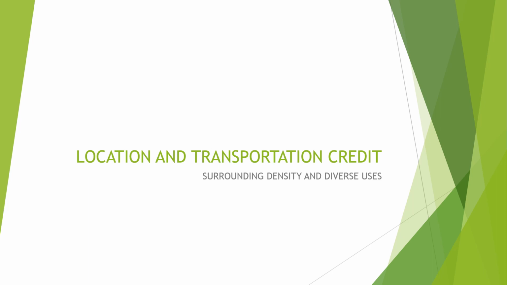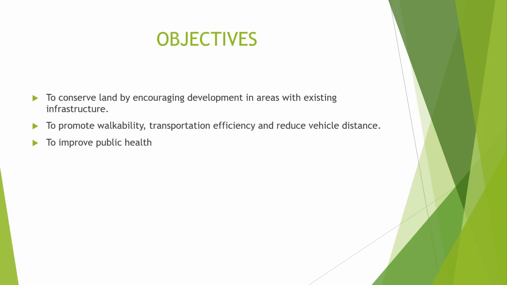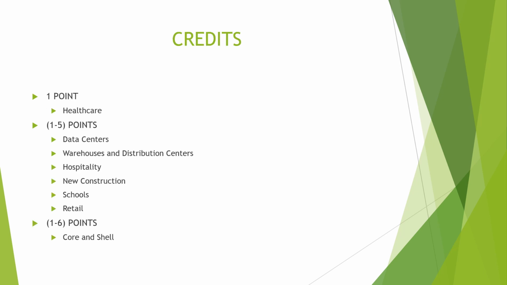We're going to talk about surrounding density and diverse uses under the Location and Transportation credit in LEED. The main objectives of surrounding density and diverse uses are to conserve land, particularly farmland and wildlife habitat, by encouraging development in areas with already existing infrastructure. This is done to promote walkability, transportation efficiency, and reduce vehicular distance traveled, in order to improve public health by encouraging daily physical activity. This slide describes the points that a building can earn under surrounding density and diverse uses.